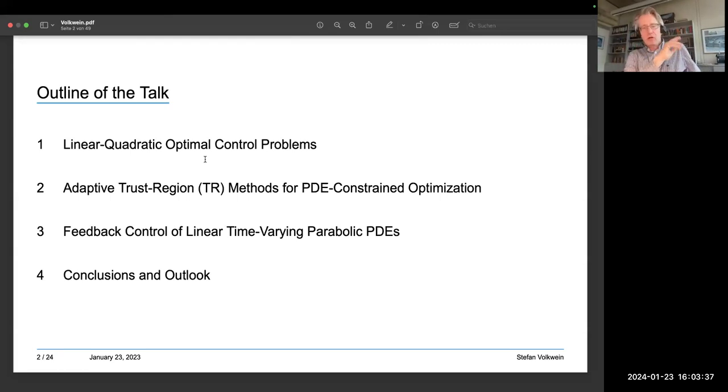And then the third section, I will talk on something we have done currently. So it's more something that is ongoing work. And this leads me to the conclusion and to the outlook.